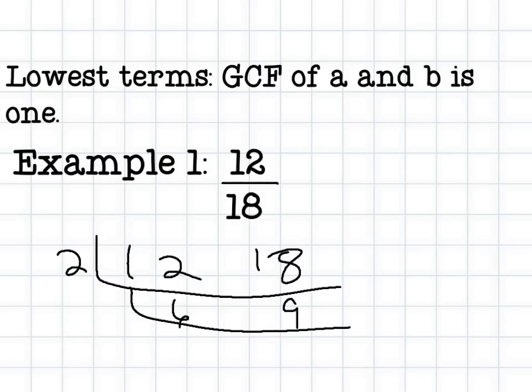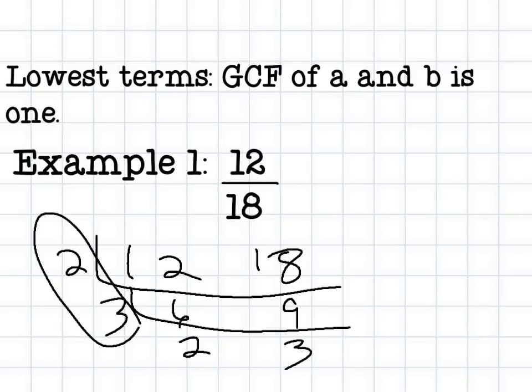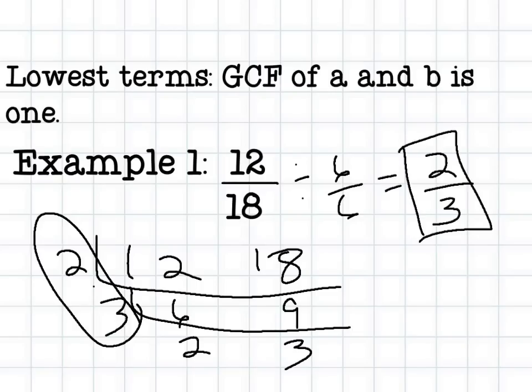What goes into 6 and 9? 3. 3 goes into 6 twice, 3 goes into 9 3 times. So now it can't be simplified any further. So the product of 2 and 3 is our GCF. So we divide both numbers by 6. 12 divided by 6 is 2, and 18 divided by 6 is 3.